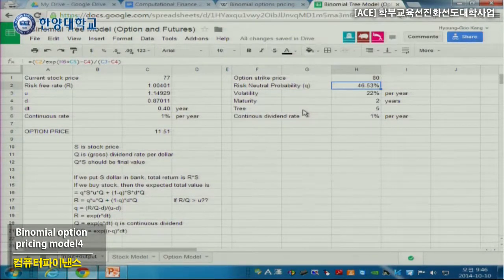Yeah, so this one, we use this one. It's divided by Q. So expected of expected. Yeah, this one. We are just applying this one. Big Q is the exponential of small q dt.